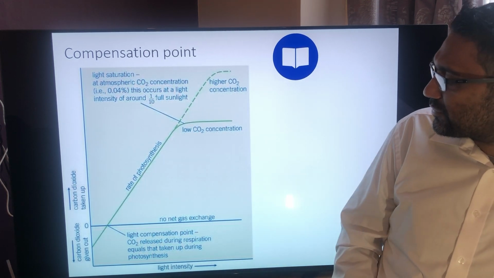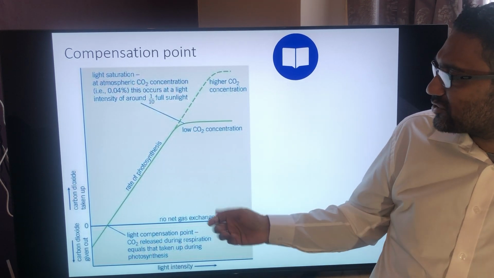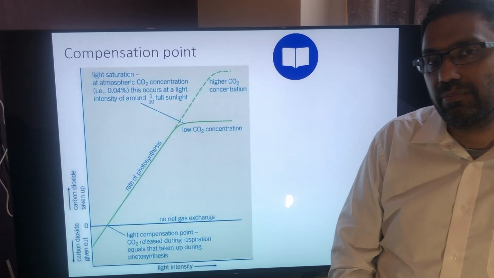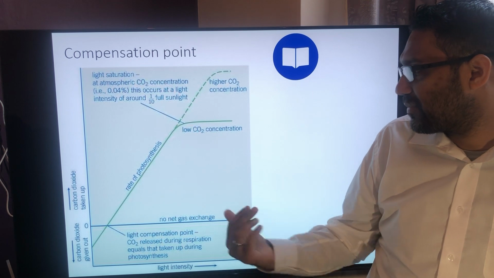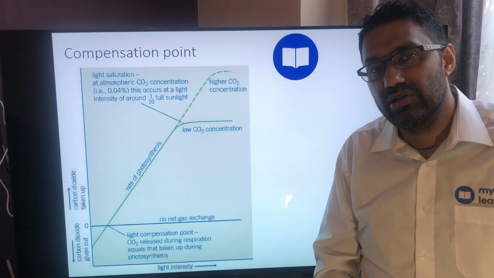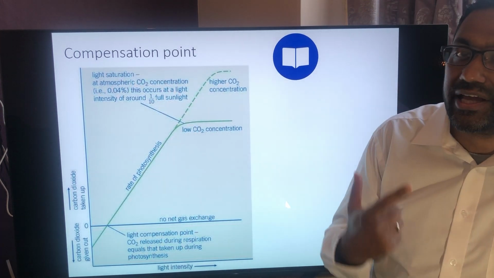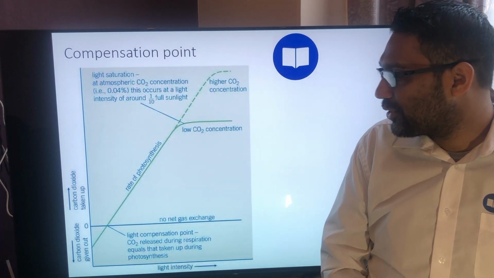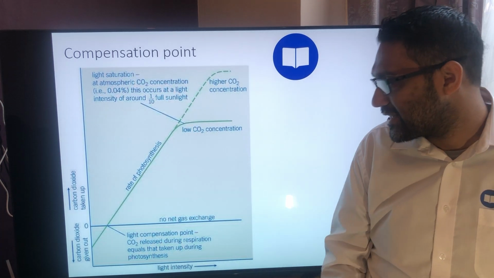So same thing for photosynthesis. There'll always be something else. If I've got loads of light, there might not be enough CO2, or it might not be the right temperature, or there might not be enough chlorophyll molecules. There'll always be one thing that's holding it back from going any faster. Okay, and we call that the limiting factor.